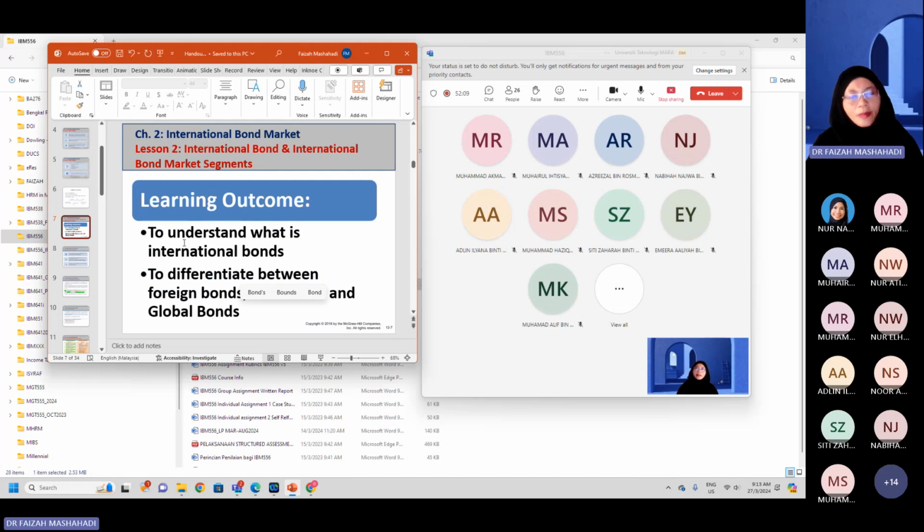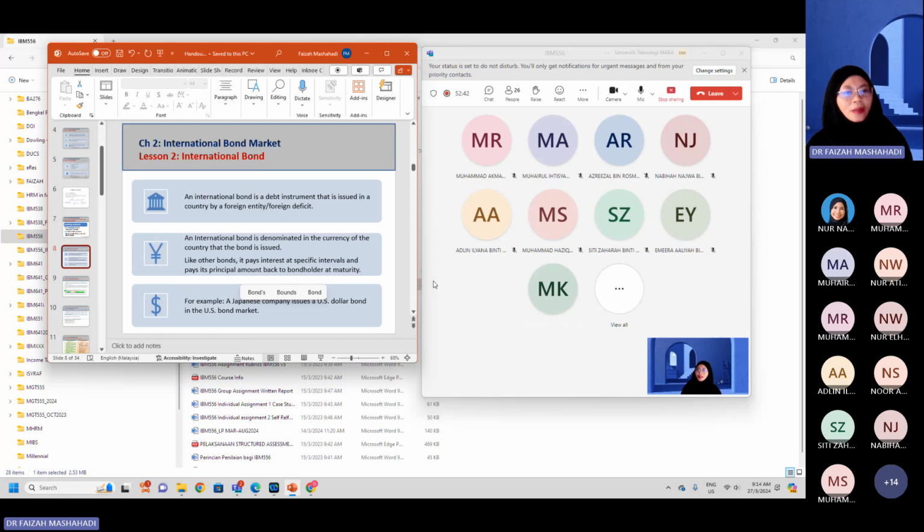So international bonds, as a domestic bond just now, we're talking about the issuer. If the issuer or the deficit unit is located in its home country, and the bonds will be denominated in that particular home country's currency, and it will be sold within that particular country. All right. So everything is domestic. That's why it is known as domestic bond, right? So this is international bond.